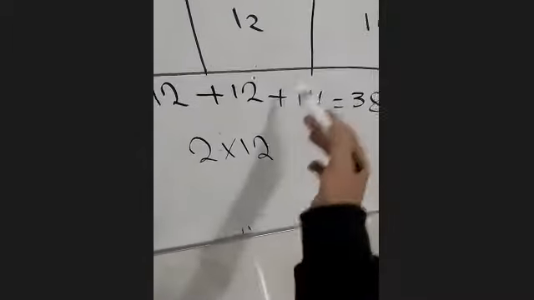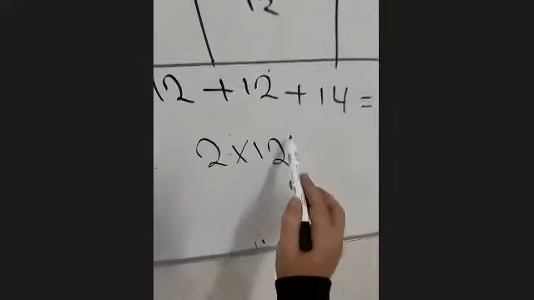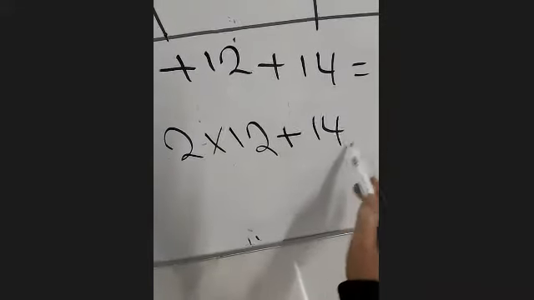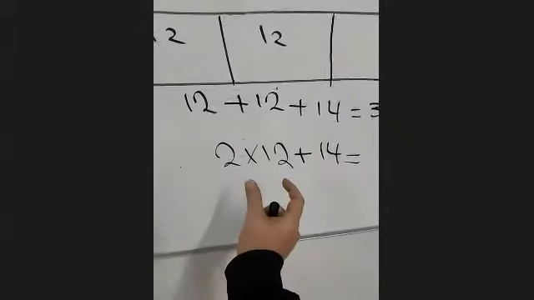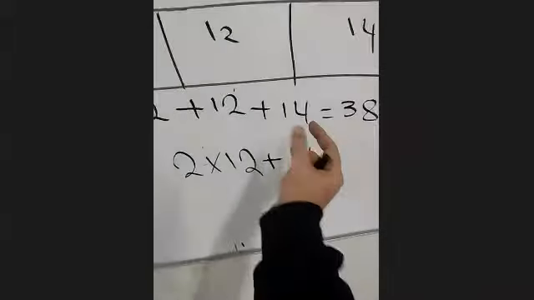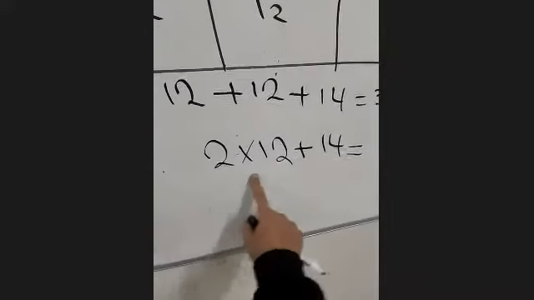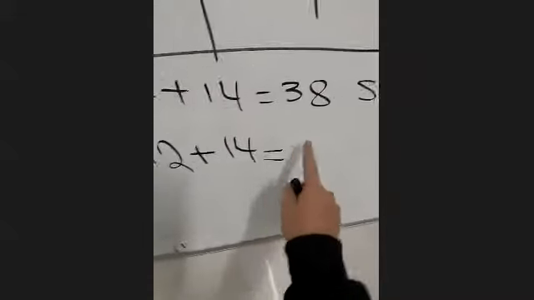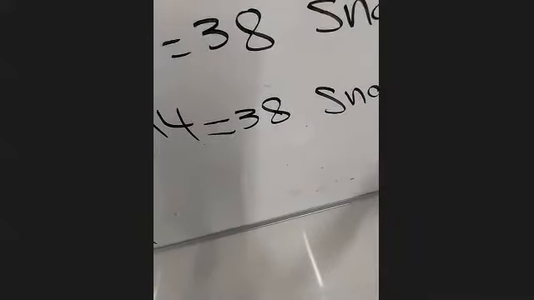Do we have a repeated 14 or only one 14? Only one 14. So we say plus, the 14 comes down. Here we have 12 and 12, so 2 multiply 12, but the 14 we have only once, so it comes down. 2 multiply 12 is 24. Plus 14, it will be 38. 38 snacks. Do you understand that?